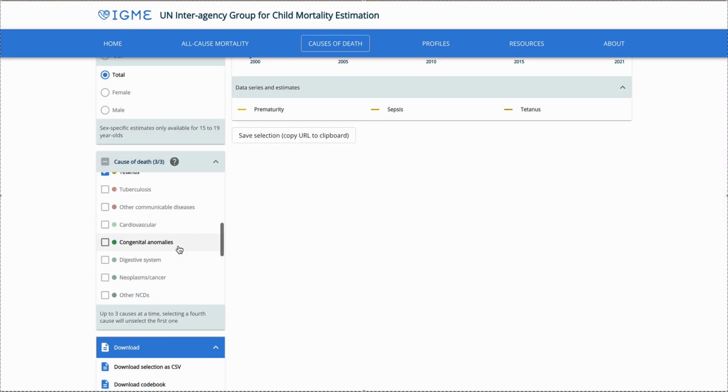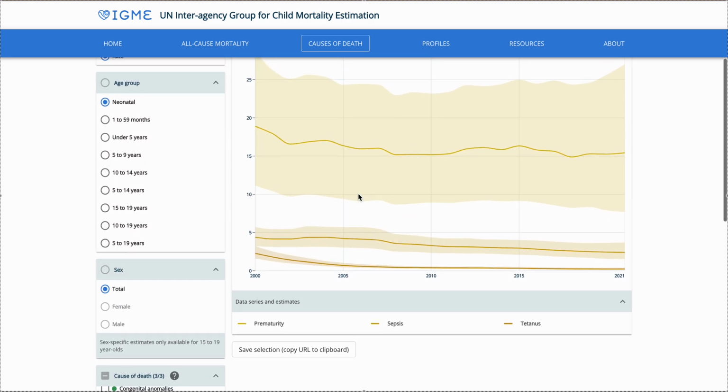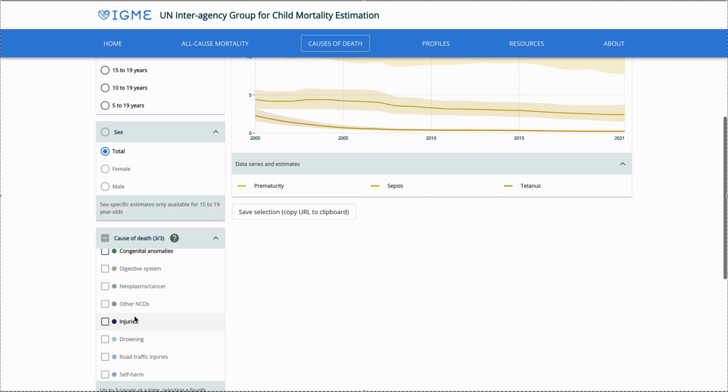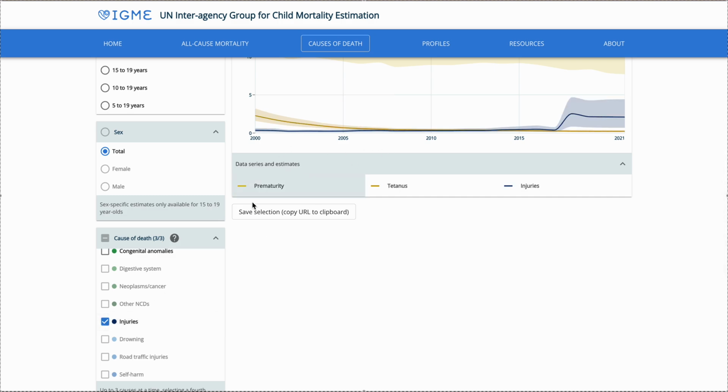I've seen quite a few cases of tetanus, however. Injuries will not be high, right? Because neonates aren't usually injured, let's say in a car accident, so it's going to be very low.